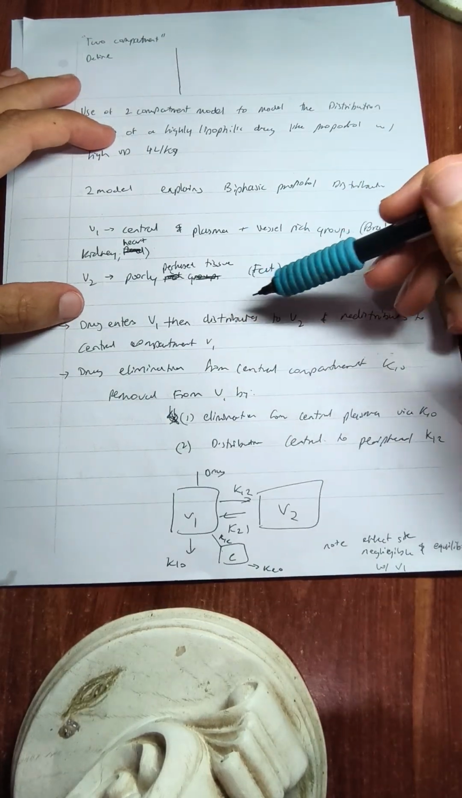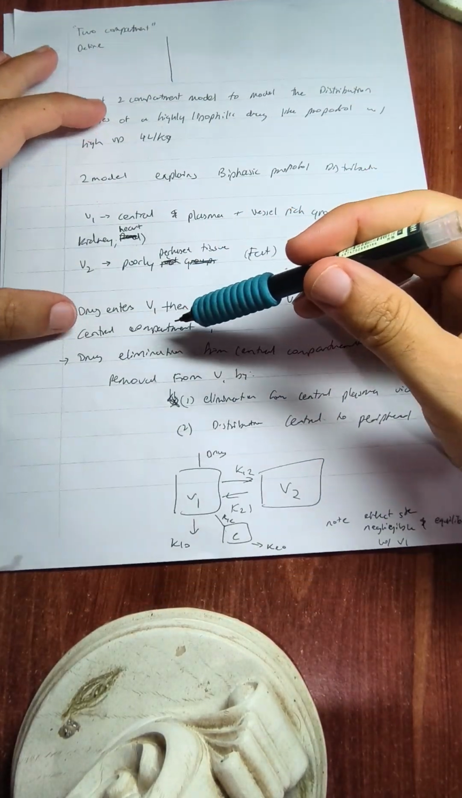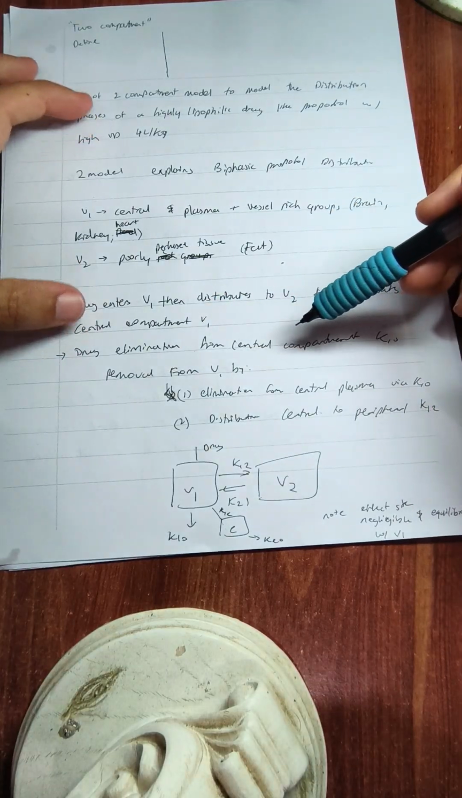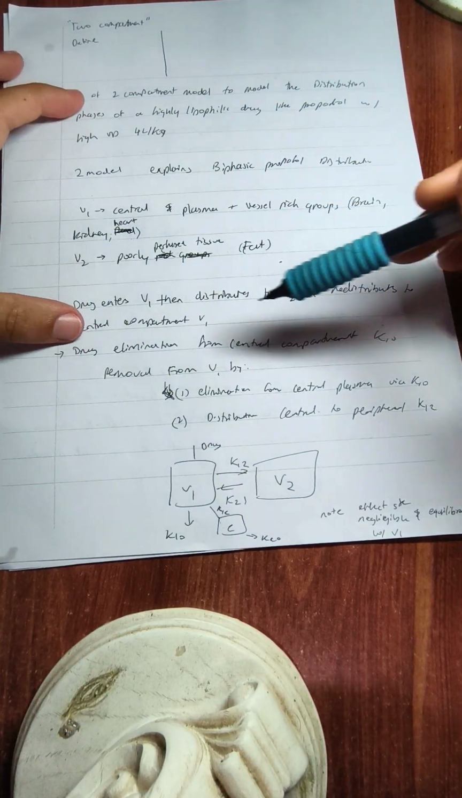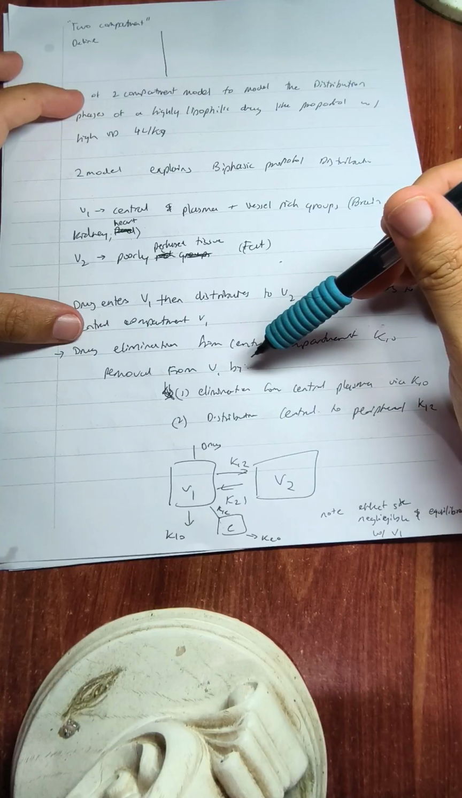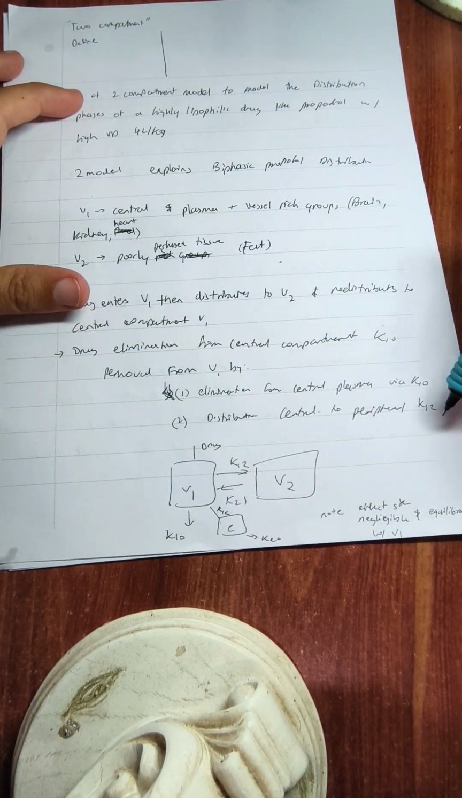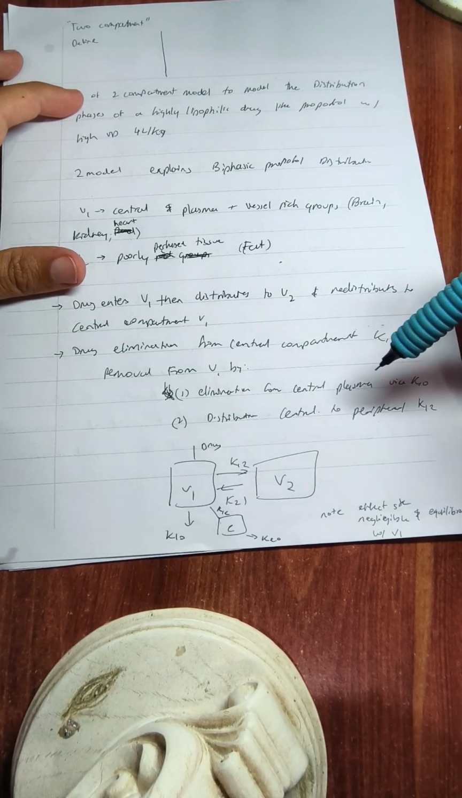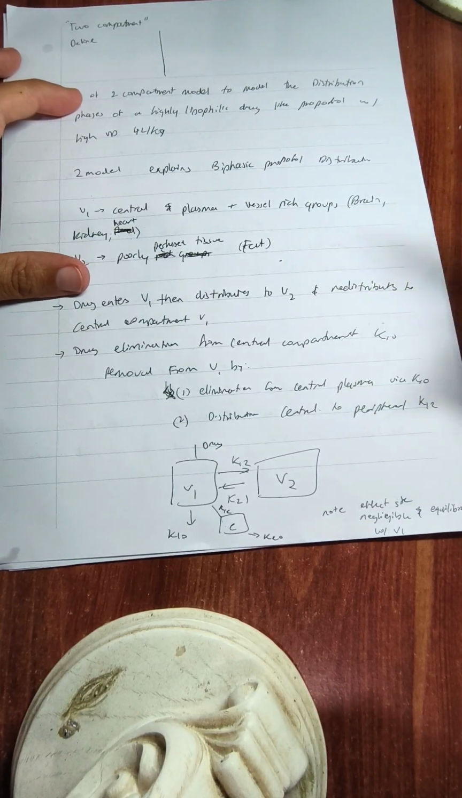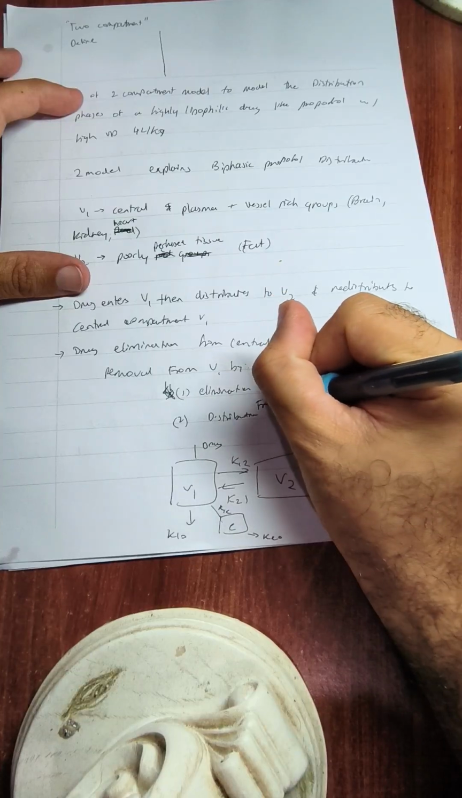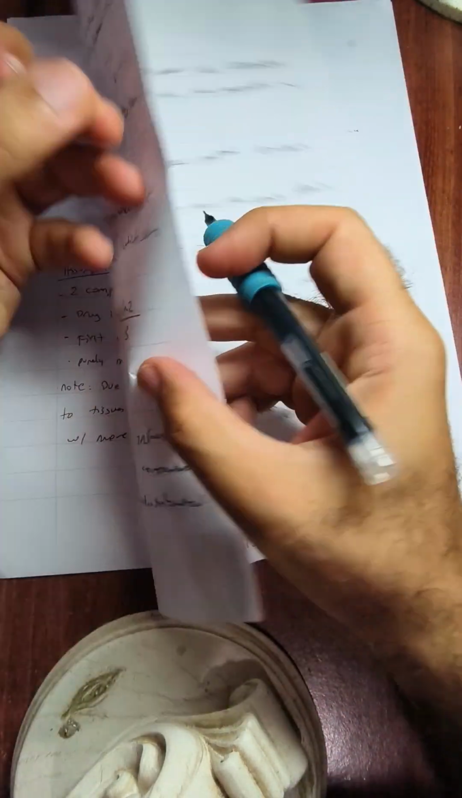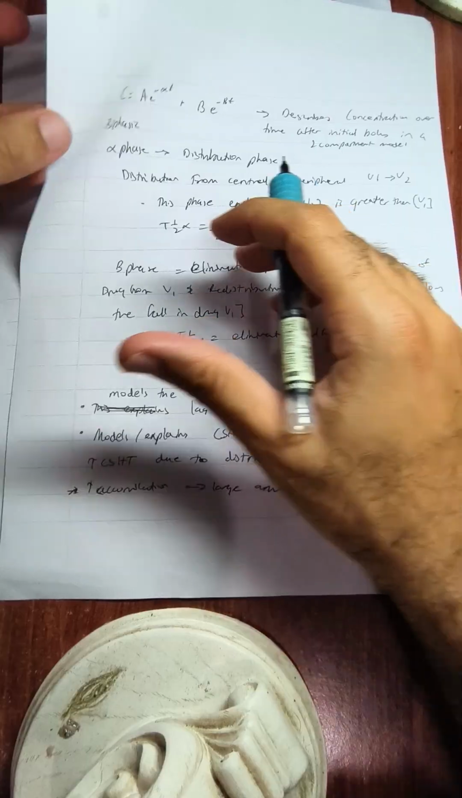So the drug enters V1, distributes to V2, and redistributes back to the central compartment. Drug elimination is from the central compartment, K10, which is removal from V1, and distribution from the central compartment to the peripheral compartment is K12. So that's easy enough. And then you give the equation.